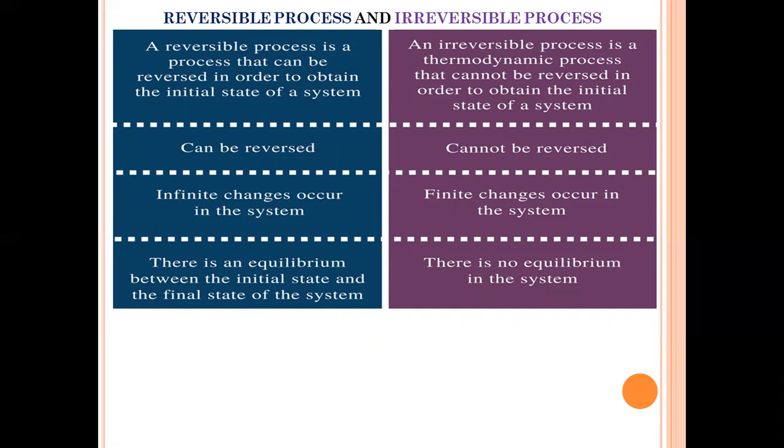Infinite changes occur in the system when the process is said to be a reversible process, whereas finite changes occur in an irreversible process, where the initial state and final state are different, whereas here the initial and final states are identical. But there is an equilibrium between the initial state and the final state of the system, whereas there is no equilibrium between the initial state and final state of the system. So this is how the reversible and irreversible processes are.